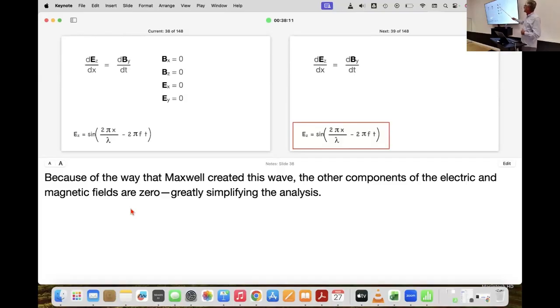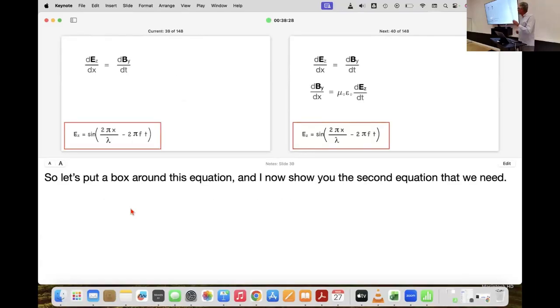There is no B field in the x direction. It's pointing perpendicular to both x and z, whereas the E field is perpendicular to y and z. So these are all zero. It makes it much simpler. And so let's put a box around this. We'll come back to it later.